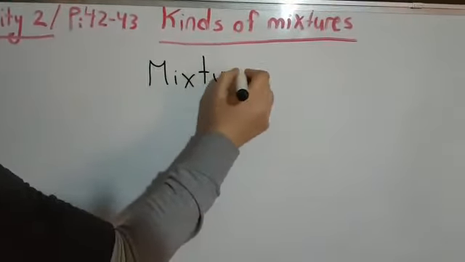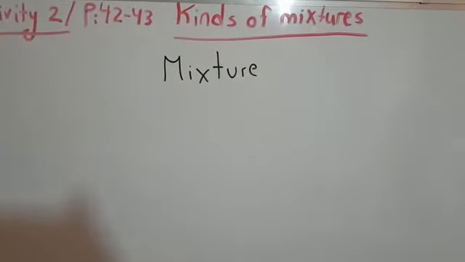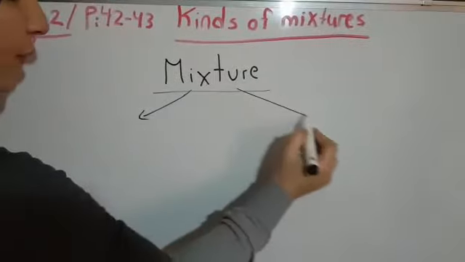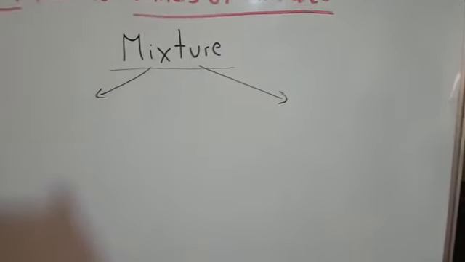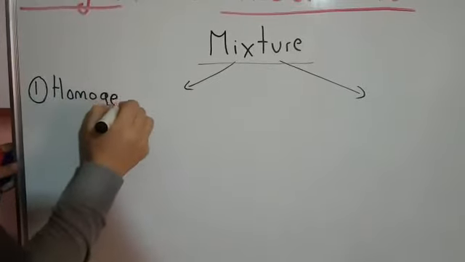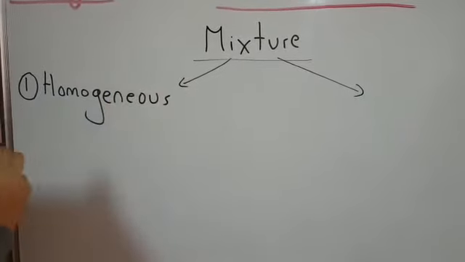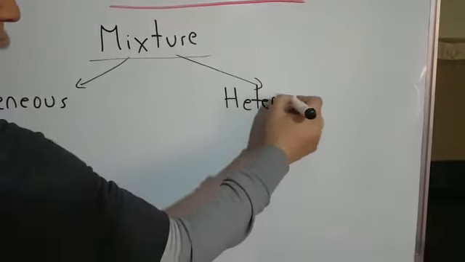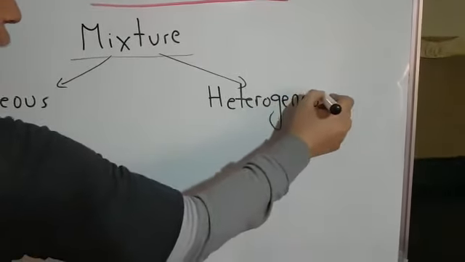A mixture is formed of two or more substances. There are two types of mixtures. The first one is homogeneous mixture. The second one is heterogeneous mixture.